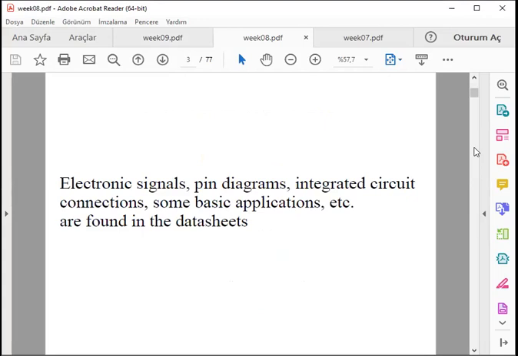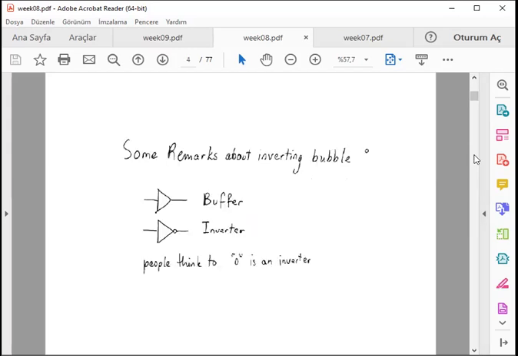We will talk about a few things to refresh our minds related to electronic signals, pin diagrams, integrated circuit connections, and some basic applications about the chip, which can be found in the data sheets. Actually, the data sheets are so complicated that this is a summary of the basic issues for beginners to use and learn the chip.